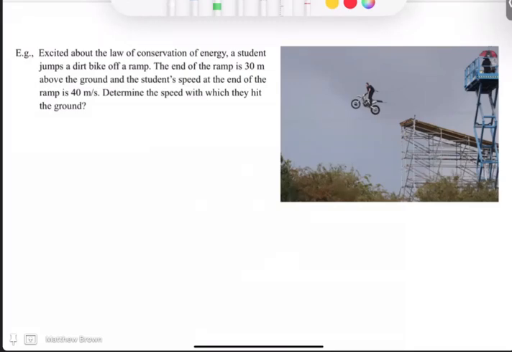So to look at a fun example, excited about the law of conservation of energy, a student jumps a dirt bike off a ramp. The end of the ramp is 30 meters above the ground, so that's telling you here at this point, this would be 30 meters. And we'll just assume the ground is somewhere about here. And the student's speed at the end of the ramp is 40 meters per second, so I'll just sort of draw that.